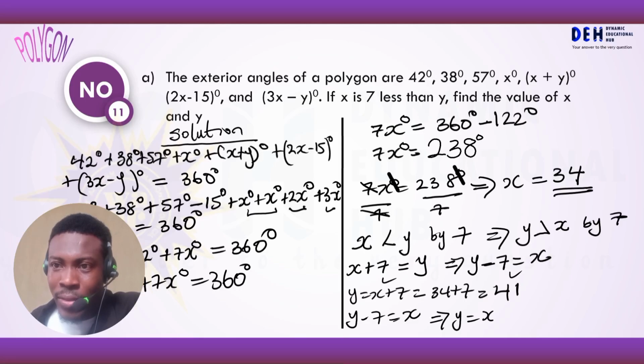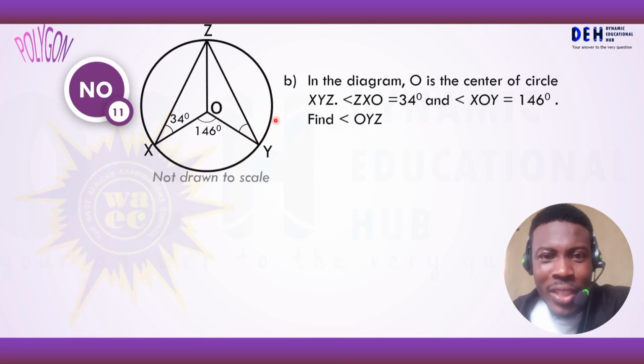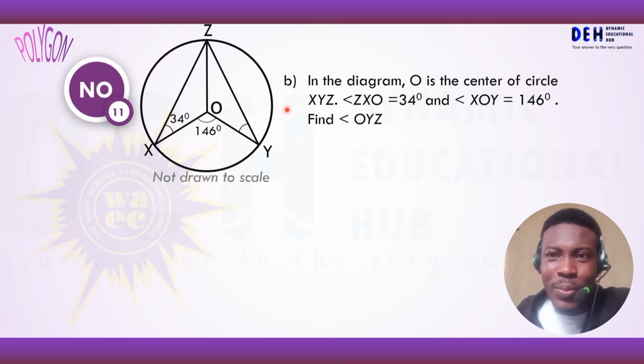Y is equal to x plus 7, which is equal to 41. That's how to solve this question very quickly. Over to the second question, which is very interesting, and also simple.